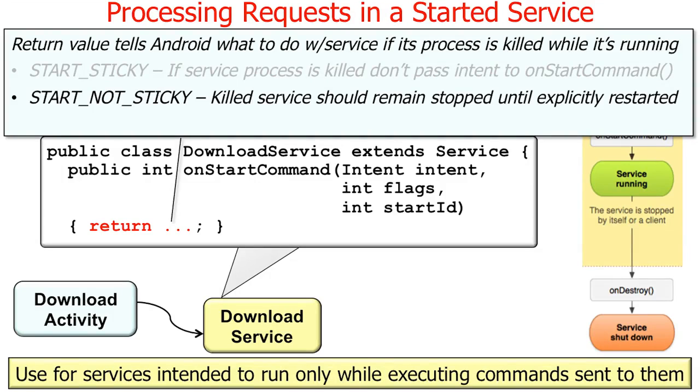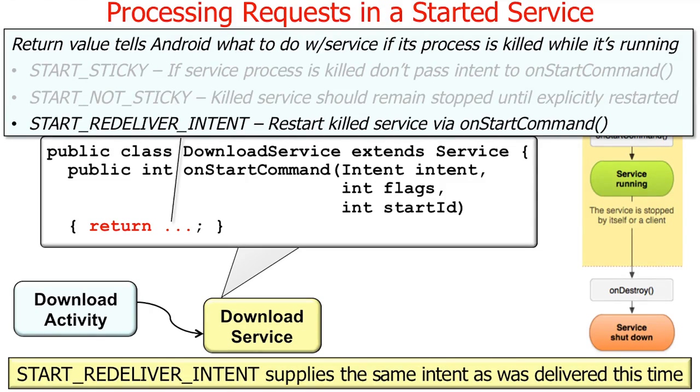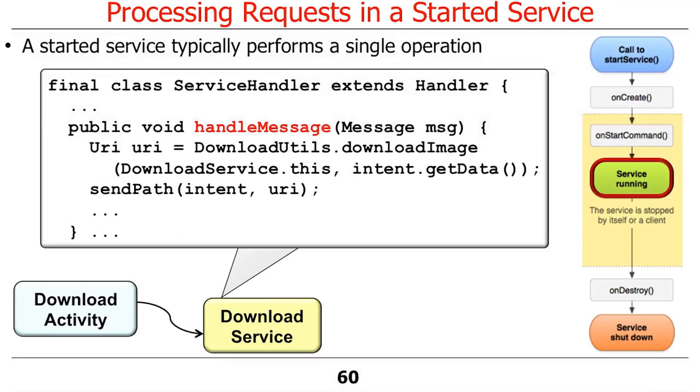Another value that can be returned is called start not sticky, which says don't restart this service automatically, but keep it stopped until it's explicitly restarted, in other words, if another component calls the start service method to restart it. This value is intended for services that should run only while they're executing commands that are sent to them. Yet another value is called start redeliver intent, and this says restart a killed service via onStartCommand and deliver the intent that was delivered this time. So those are the three different types of return values that can be given back from the onStartCommand.